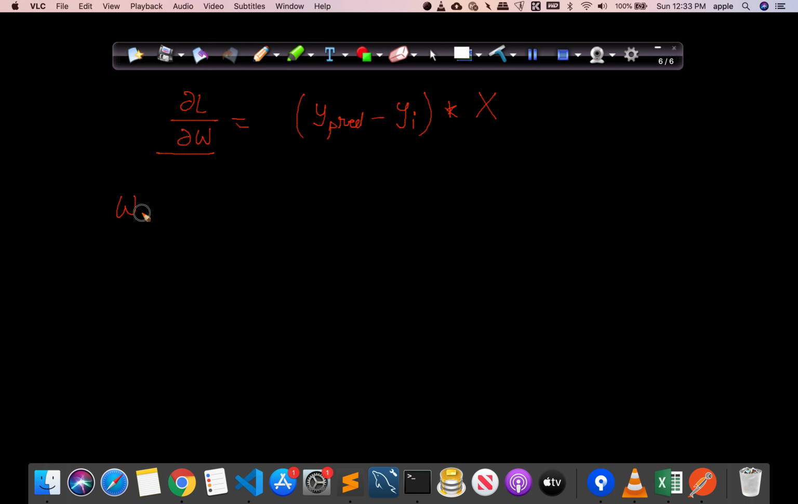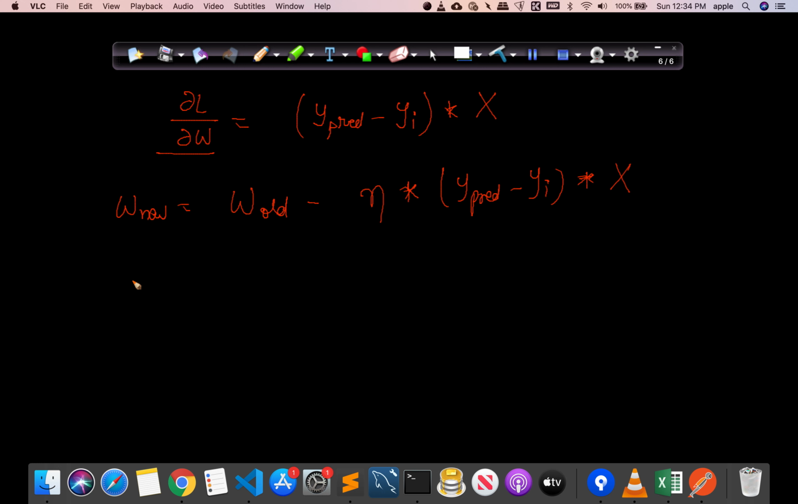So now our w new will be w old minus the learning rate multiplied by this particular value, that is y predict minus yi, into the data point x.